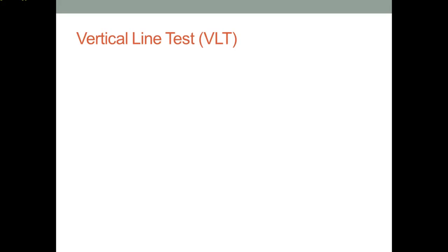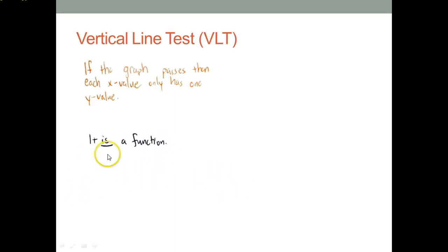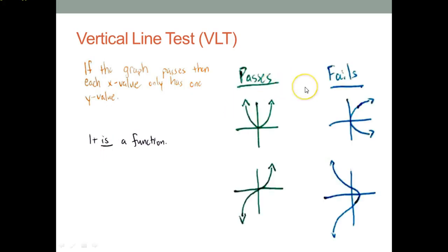So let's talk about the vertical line test. So what the heck is a vertical line test? Okay, if a graph passes, then each x value only has one y value. And that means it is a function. So all I'm doing with a vertical line test, or VLT, is testing to see if a graph is a function. So let's take a look at some pass and fails.